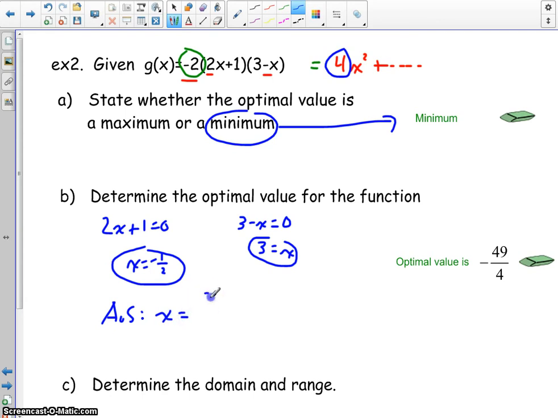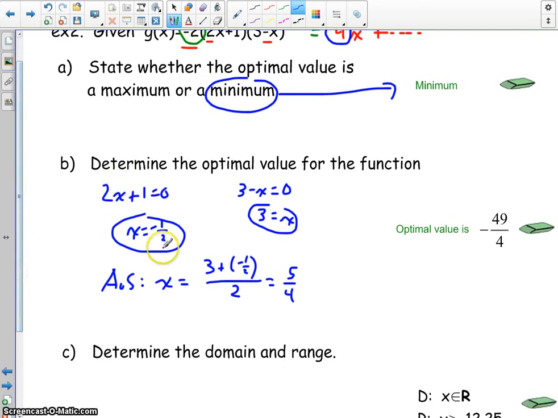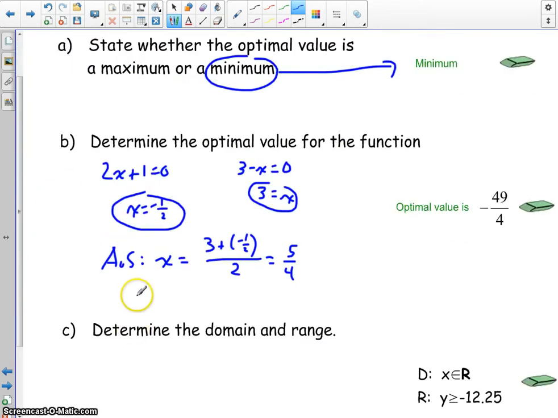Add my two x-intercepts together, divide by 2. And that should give me 5/4. Okay, remember that that's the x value of the vertex. You need to find the y value of your vertex. So we sub this 5/4, the axis of symmetry, into the equation here for x. And that will give us our optimal value.